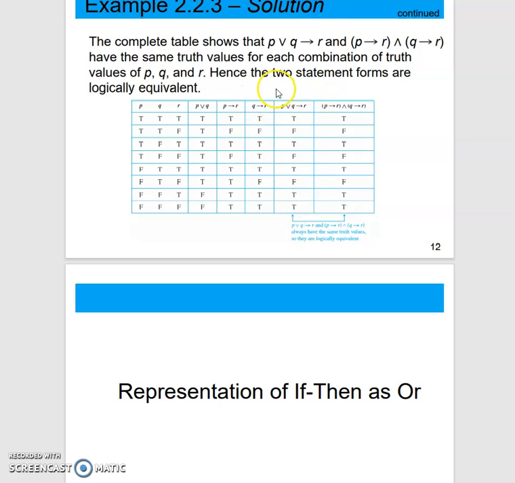So here is my left-hand side, P or Q implies R. And here's my right-hand side, P implies R, in parentheses, and then also in parentheses, Q implies R. And if you look down those last two columns, they are the same for all points. So yes, those two things are logically equivalent. When you do these on the homework, you will be asked, at least for the last two columns, to enter all of those true or falses. And then here we would conclude, yes, they are logically equivalent.